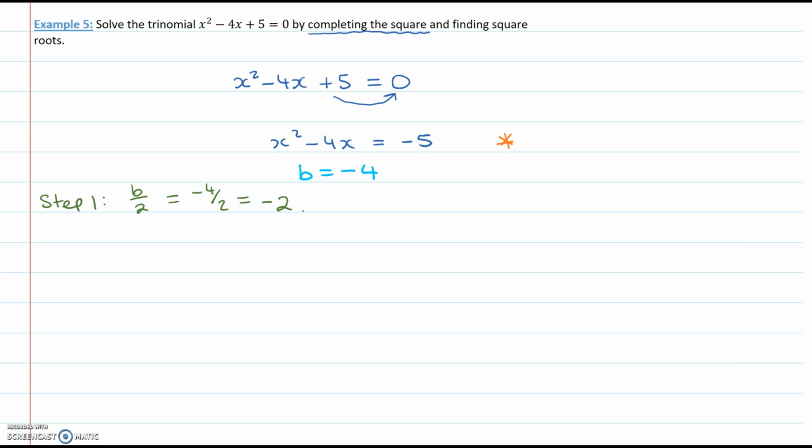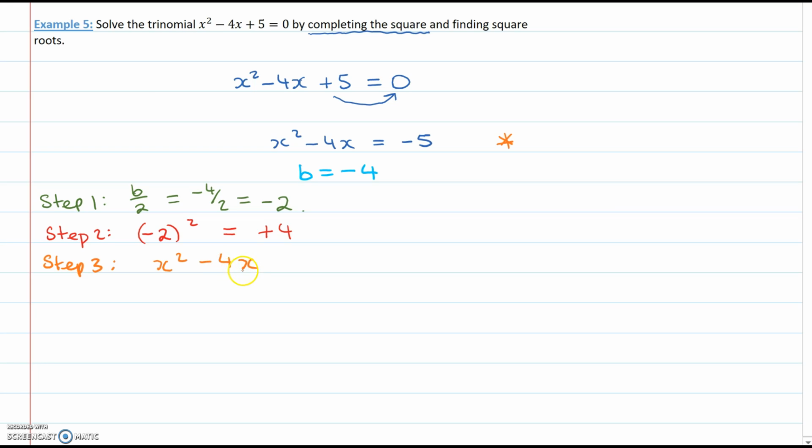Step 2 is just to square that number. So minus 2 squared is plus 4. Step 3. Okay, with step 3 what we're going to do is go back to this equation that I've asterisked. I'm not even sure if that is a verb. I doubt it very much, but it'll work for us.